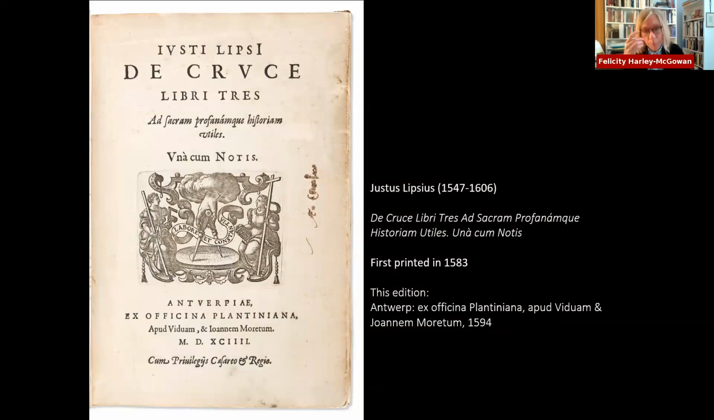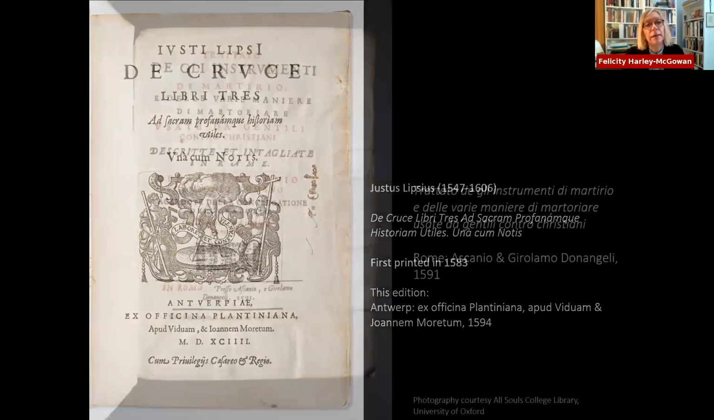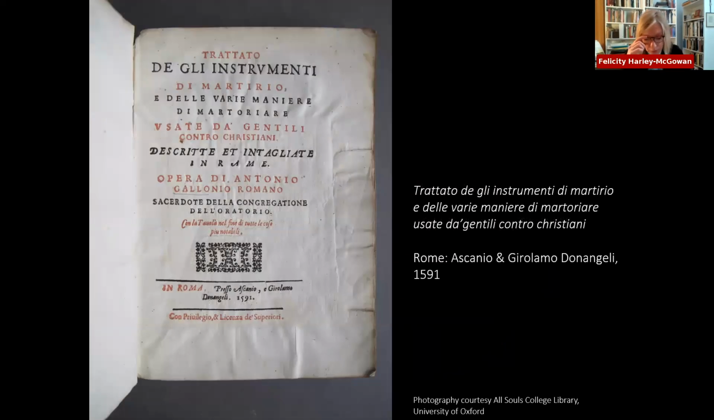Prior to this point, aspects of Jesus' cross had received attention from Catholic theologians, and the mechanics of crucifixion had been treated in explicit detail by the priest Antonio Galonio in the horrifying catalogue of torture methods he published in Rome in 1591.